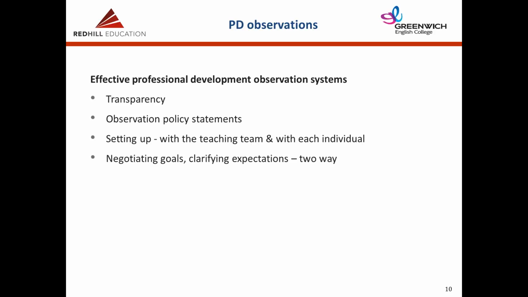Negotiating goals and clarifying expectations has got to be a two-way process. And remember that we're talking about learning here. You're not in control. Learning is much more effective if it's directed by the learner, i.e. the teacher who's being observed. If they're saying these are the things that I need to learn, these are the things that I'm interested in learning, then the learning is going to be much more effective.